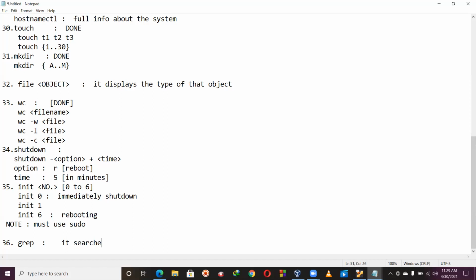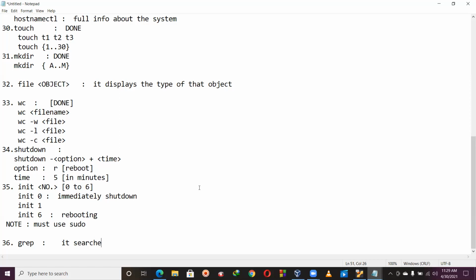What about init 1? See, 1, 2, 3, 4, 5. We must not use such things. We should use only 0 and 6, either immediately shut down or rebooting. But I will explain the purpose of 1, 2, 3 in another session. We have some theoretical concept about that. For this moment, just remember we have 7 run levels: run level 0, run level 1, run level 2, like this. And what is a run level? I will discuss in that topic.